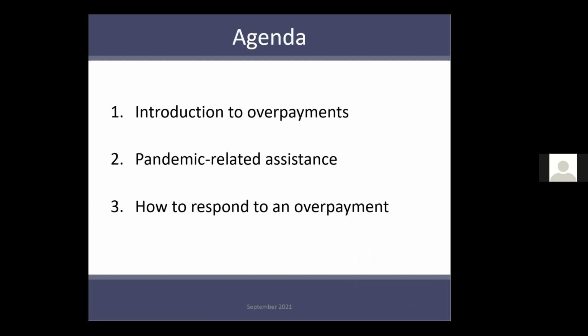So today we're going to cover three things: the basics of overpayments for SSI, what those are, how they work, how you can try to avoid them. Then we're going to delve a little bit more in depth into how pandemic-related assistance intersects with SSI and overpayments. And finally, we'll do a lot of practice tips on how you can address overpayments and the different types that come up. And we have some helpful templates, some samples that we use all the time when addressing these with your local Social Security offices.